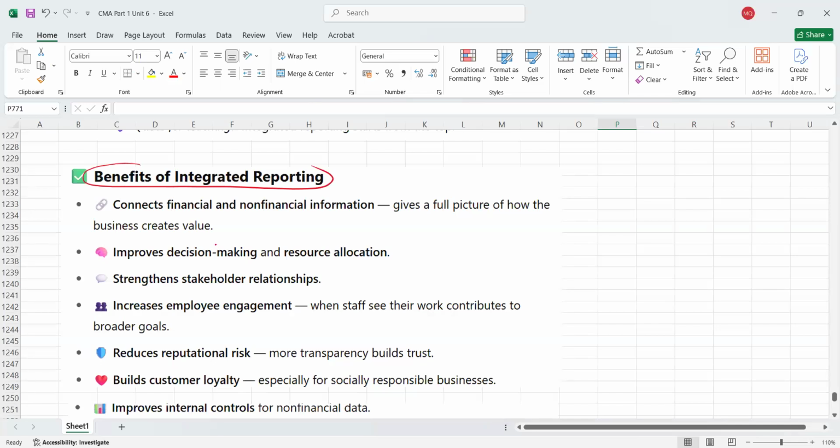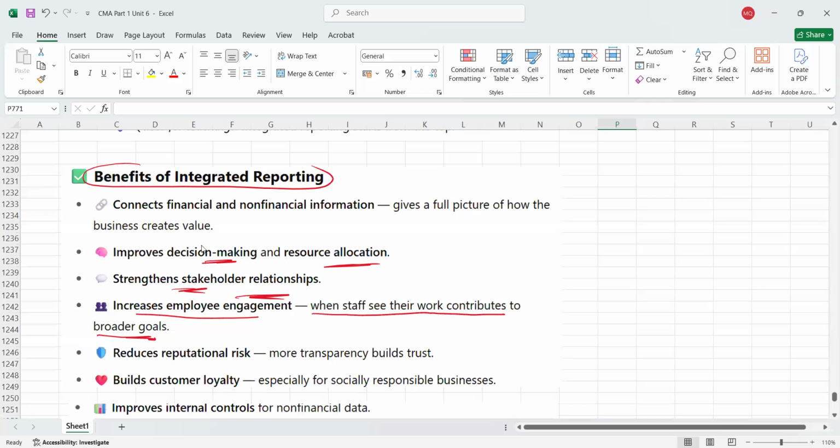Second, integrated reporting can help the readers to improve their decision making, right? And integrated reporting can also help organizations with resource allocation, like where to allocate the resources. Definitely, because there is one section about stakeholder relationships, it can strengthen the stakeholder relationships also. Then the fourth benefit, increased employee engagement. Definitely, when staff see their work contributes to the broader goals, it will motivate the people also.